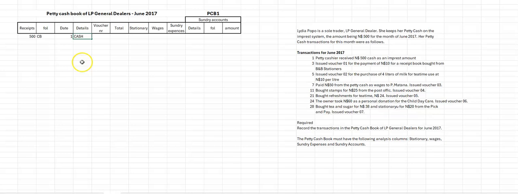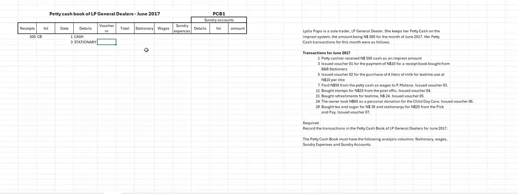Okay, so now let's look at the next transaction. Number 3, issued voucher number 1 for the payment of $10 for a receipt book bought from B&B Stationers. So we bought a receipt book. So when did we buy it? On the 3rd. What did we buy? We bought stationery because it's going to be used as stationery. And then our voucher number is number 1. How much did we buy it for? We bought it for $10. Under which account should we put it? We put it under stationery.